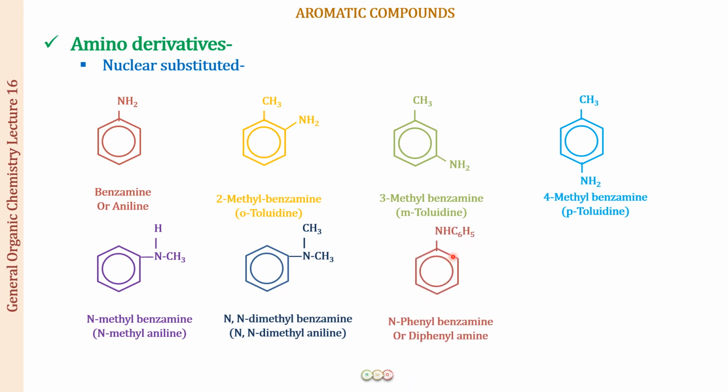And then if we have two hydrogens being replaced by the methyl groups, this becomes N,N-dimethyl aniline or N,N-dimethyl benzenamine. The next we have removed one hydrogen, replaced it by a phenyl group. So this becomes N-phenyl benzenamine, or you can call this as two phenyl groups to an amine, right? So this becomes diphenylamine. Next we have N,N-diphenyl benzenamine, again two hydrogens being replaced by the phenyl groups.